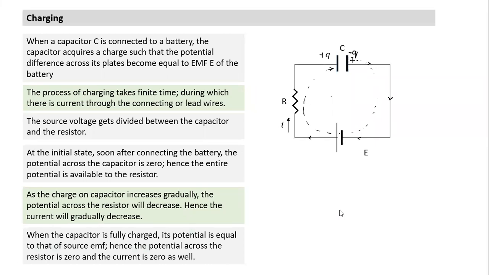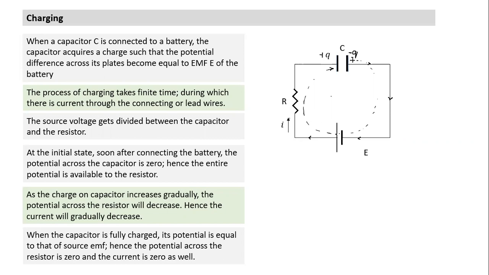When the capacitor is fully charged, what would happen? The voltage across the capacitor will be equal to the EMF of the battery. In this case, there is no voltage across the resistance, so the current will drop to zero. So the current will start at a maximum value, and gradually it will decrease to zero. That is what we can infer without even writing an equation.